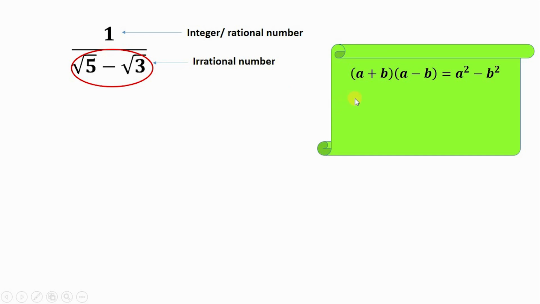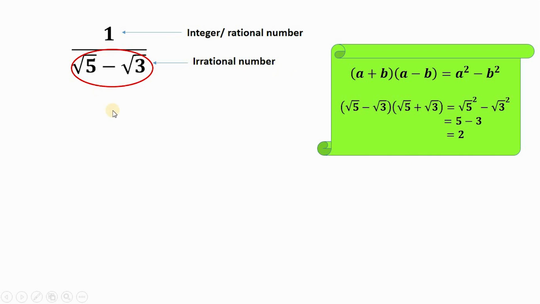So what we do here is, we have square root of 5 minus square root of 3. If you multiply it with square root of 5 plus square root of 3, you will get square root of 5 square minus square root of 3 square. Here we have used this identity. Instead of a, we have square root of 5. Instead of b, we have square root of 3. So (a minus b) into (a plus b) is a square minus b square. And the root and the square get cancelled in both the cases. So you will get 5 minus 3, and 5 minus 3 is 2. And 2 is a rational number.